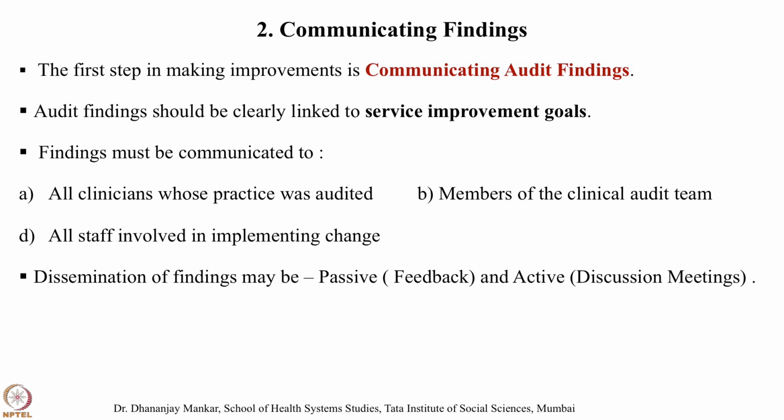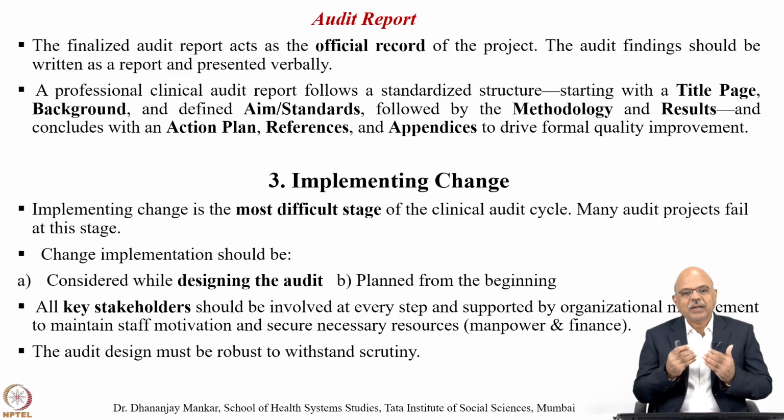So, what is an audit report? A finalized audit report acts as the official record of the project. The audit findings should be written as a report and presented verbally. A professional clinical audit report follows a standardized structure, starting with a title page, followed by background and defined aims and standards, which is also followed by methodology and results. Then there is a conclusion with action plans and references, followed by appendices. So you may come across an entire professional clinical audit report which has a standardized structure, which I have provided here. Then comes implementing this change.